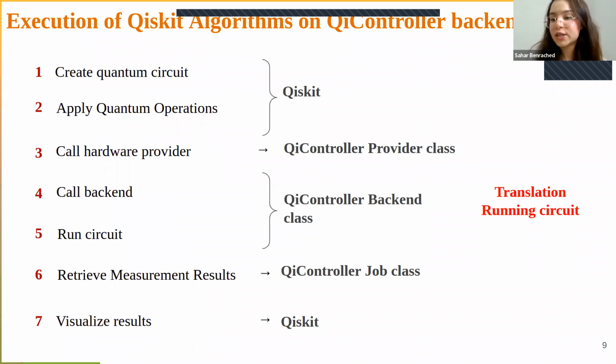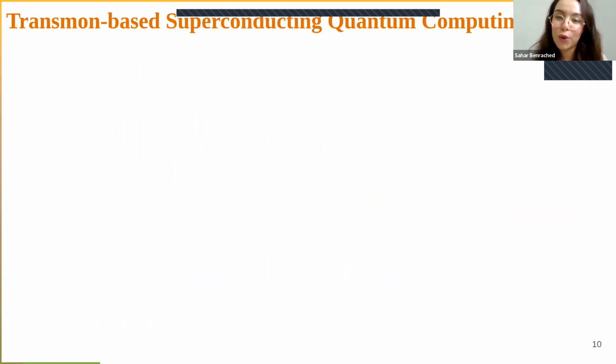So focusing more on the translation and how we run circuits from Qiskit to QiCode and thereafter to the QiController and the processor at a lower level. Before I start into the details of how we implemented the translation routine, I would like to go through briefly how we can command or control the state of qubits within a superconducting architecture.